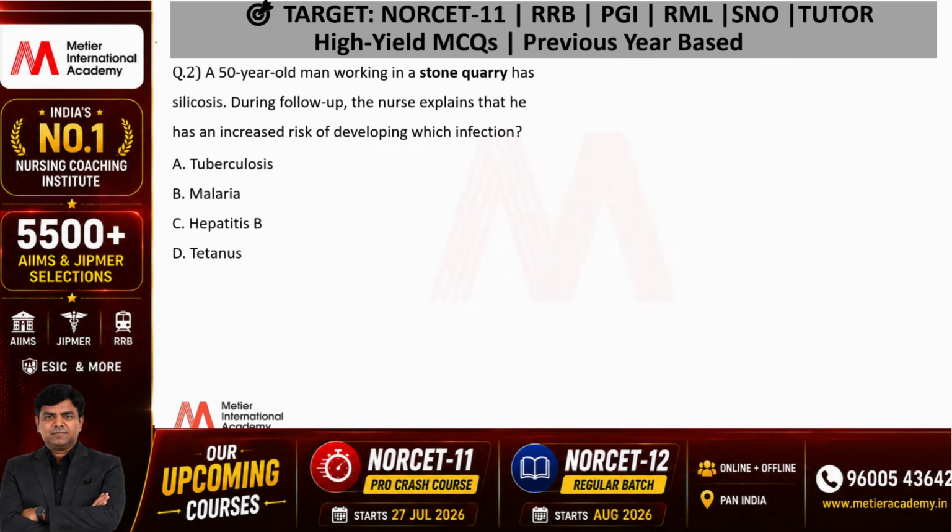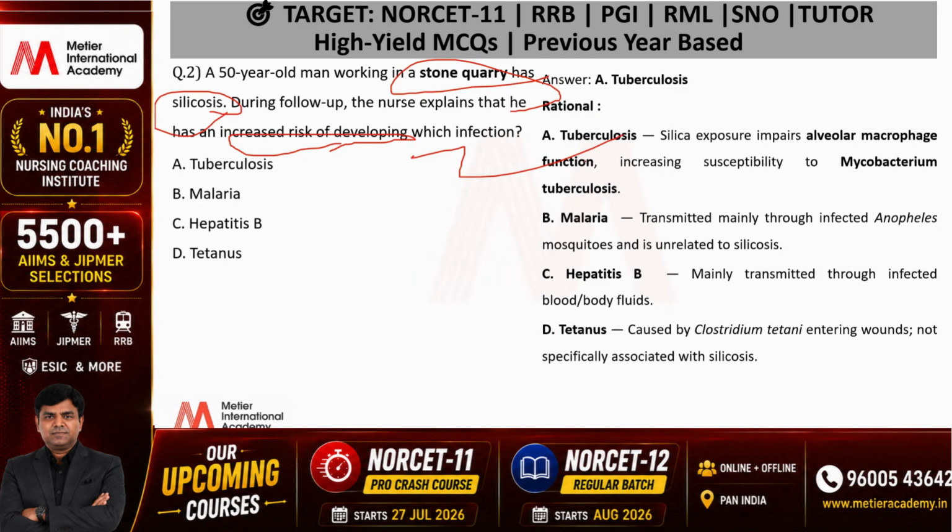The next question: a 50-year-old man working in a stone quarry has silicosis. So the diagnosis is already done. During follow-up, the nurse explained that he has an increased risk of developing which infection? So they are asking about infection. TB, malaria, hepatitis B, tetanus. Four options they have given here. For a silicosis patient, which infection are they prone to? This is the question. And here the right answer is option A, that is TB, tuberculosis.